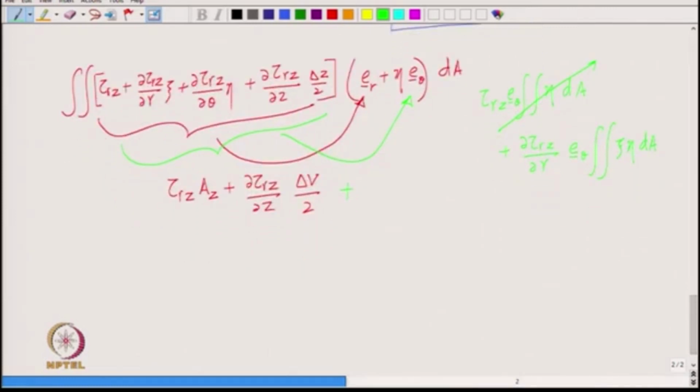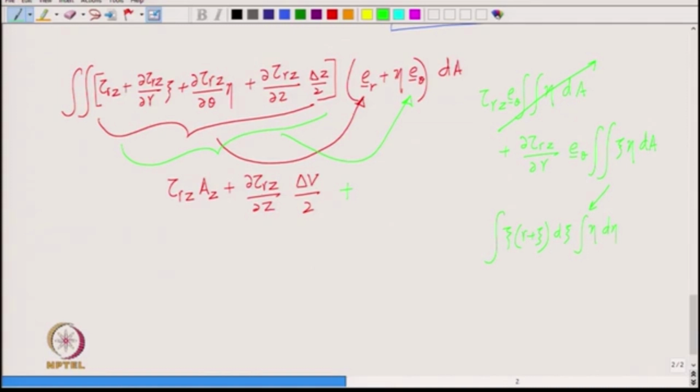So, when you work this out, so this integral, you have 1 for zeta, and remember what was dA? dA was little r plus zeta. So, this is little r plus zeta into d zeta, and then integral of eta d eta, right.